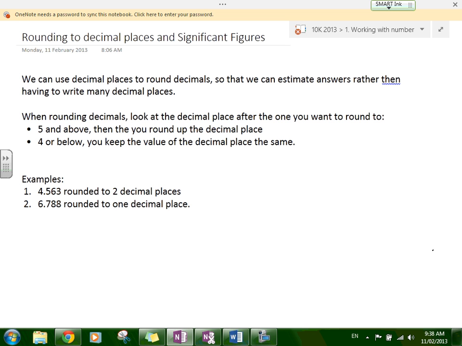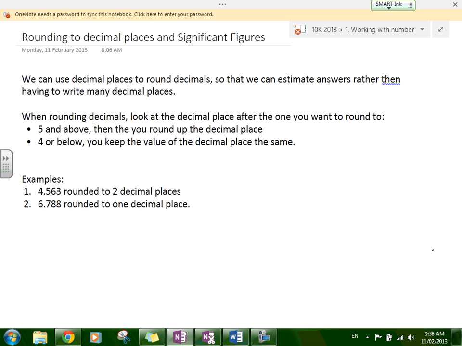So how many tenths are there? And then the next one is hundredths, because you have a decimal system, it's now the 10 hundredths, and then thousandths, etc. Okay, so it just represents a value for each one. So we can use decimal places to round decimals, obviously, so that we can estimate answers rather than having to write many decimal places. So we don't want to always have to write 10 decimal places, or 20 decimal places, or 16, or however many they might be. We just want to be able to write in an easy way. You generally only need a couple of decimal places. Right? We don't want it to be that accurate.